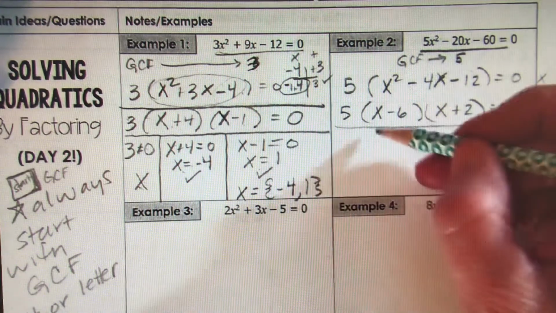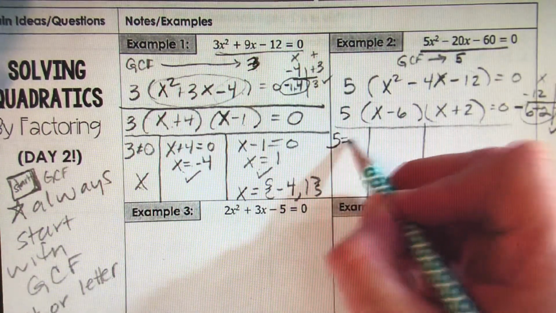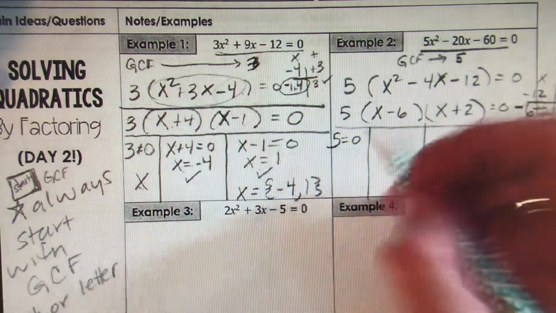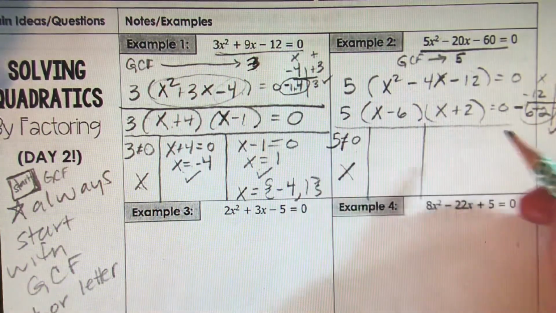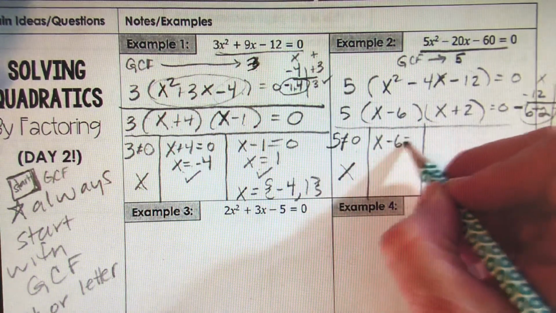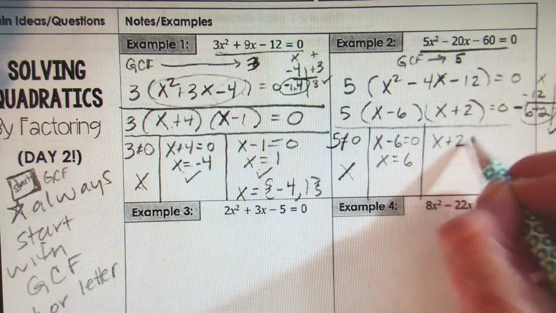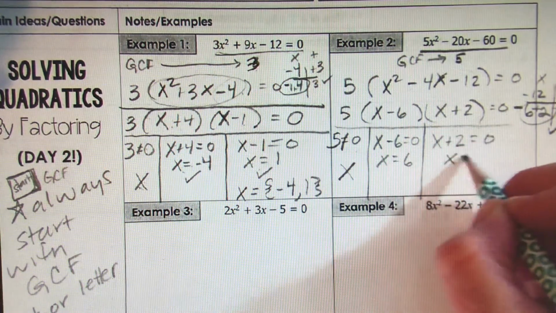Now I'm going to set all of the factors to 0. 5, I could set it to 0, but it's not true. One strike, you're out. X minus 6 is 0. Well, then x has to equal 6. X plus 2 is 0. X has to equal -2.